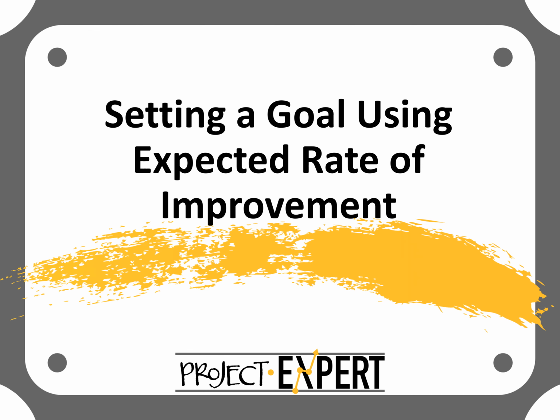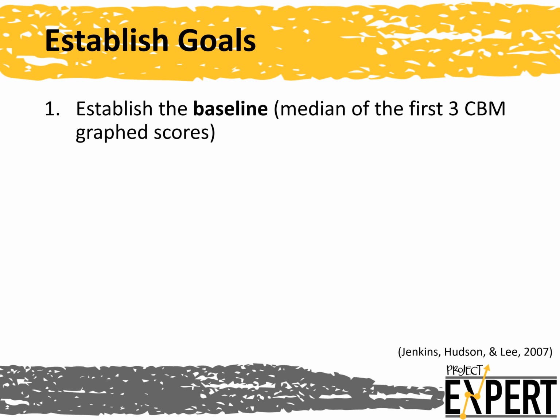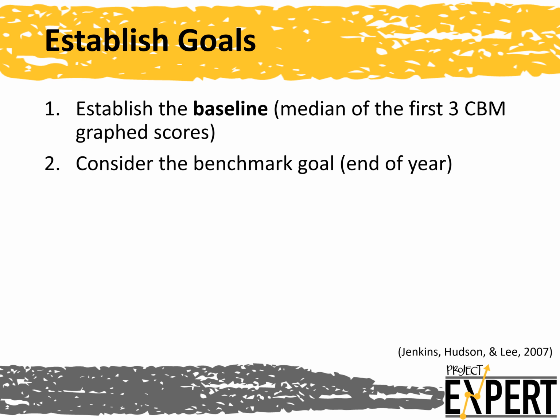Let's take a closer look at setting a goal with those national growth norms. The first step of setting a goal with national growth norms is to start with the student's baseline. Remember, this is the median of the first 3 scores. Then we consider if the benchmark goal is appropriate or not. Remember, these are the goals set by publishers or districts that are reasonable for most, but not all students. For students well below grade level, it's likely not reasonable to expect them, even with ambitious growth, to reach the benchmark by the end of the year.